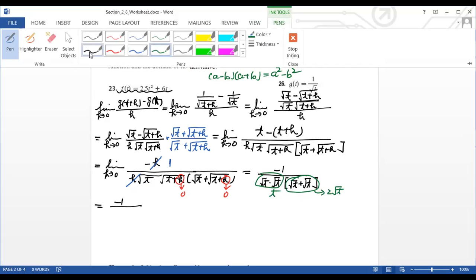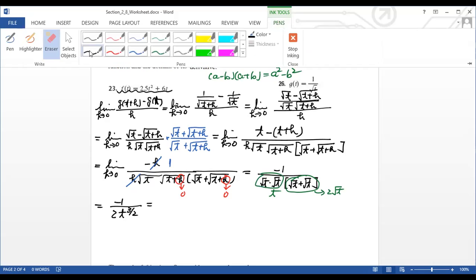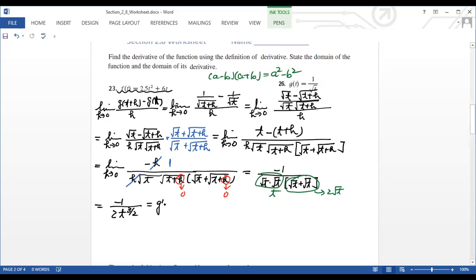So now you combine. What is the final answer? So this is 2t to the what? 3/2. And this is my g prime, right? So this is my g prime of t. Okay, so this is g prime of t here.